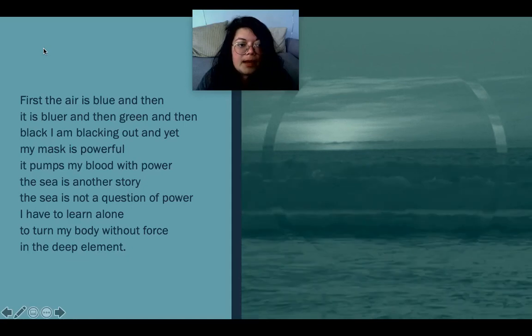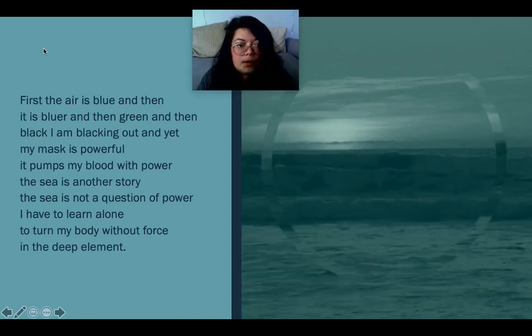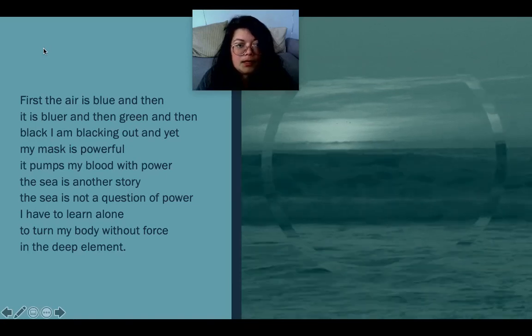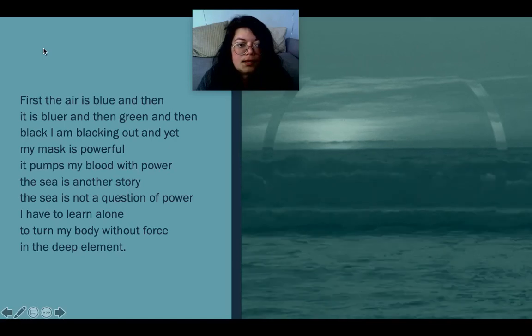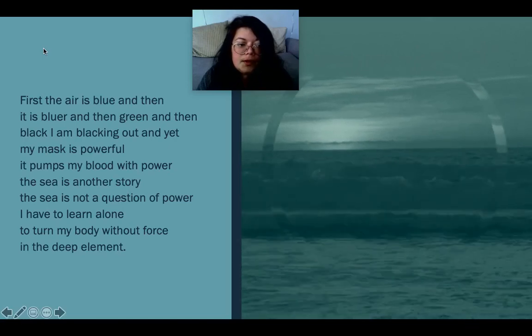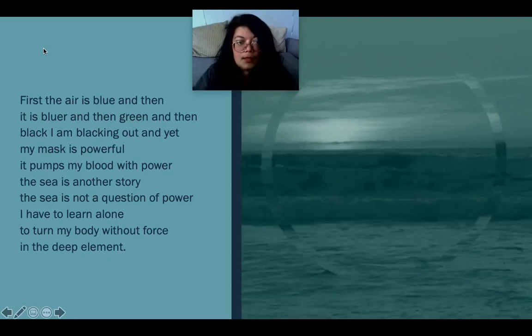And then it is black. I am blacking out, and yet my mask is powerful. It pumps my blood with power. The sea is another story. The sea is not a question of power. I have to learn alone to turn my body without force in the deep element.